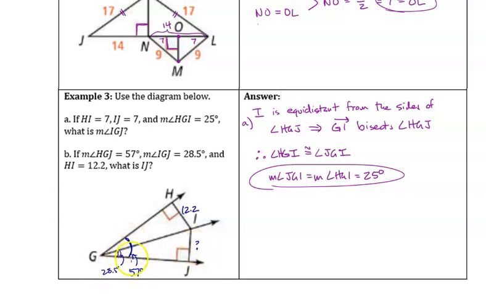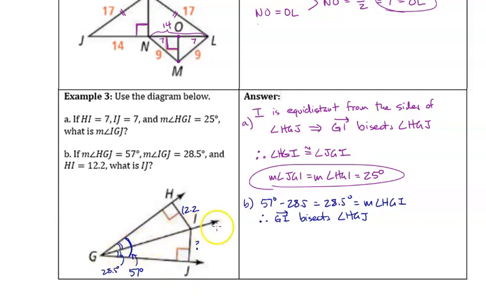Well, why does it matter that this whole thing is 57 and this part's 28.5? If I take 57 degrees and I subtract 28.5, I'm left with 28.5 degrees. That means that is the measure of angle HGI right here. This angle would also be 28.5 degrees. So that now means that ray GI bisects angle HGJ. It's cutting angle HGJ into two equal parts.